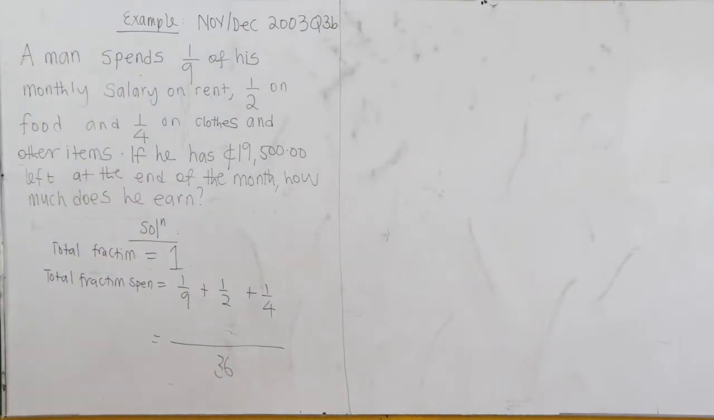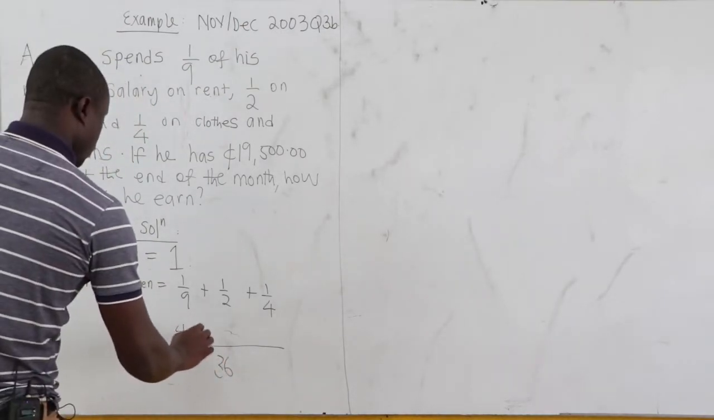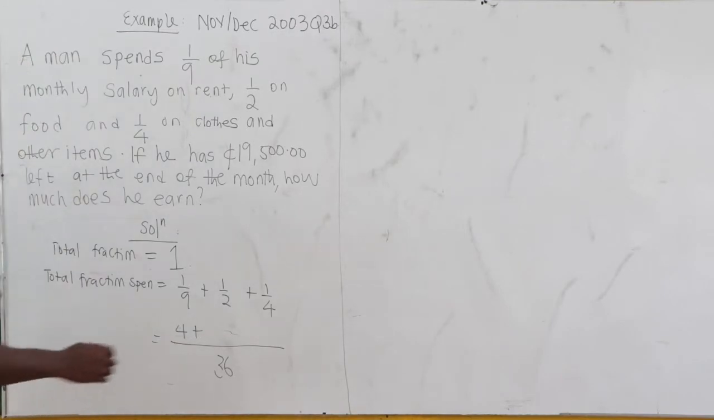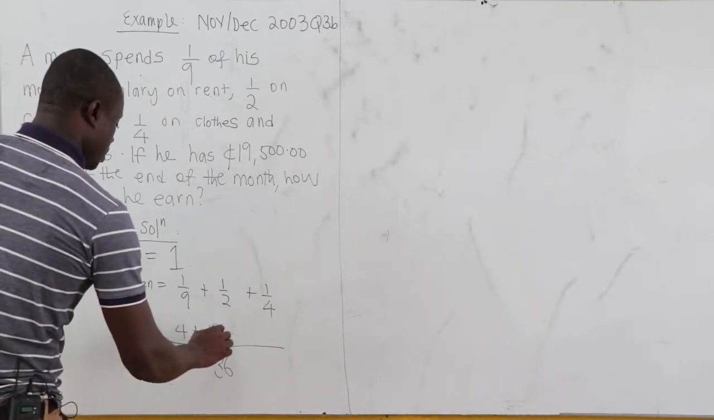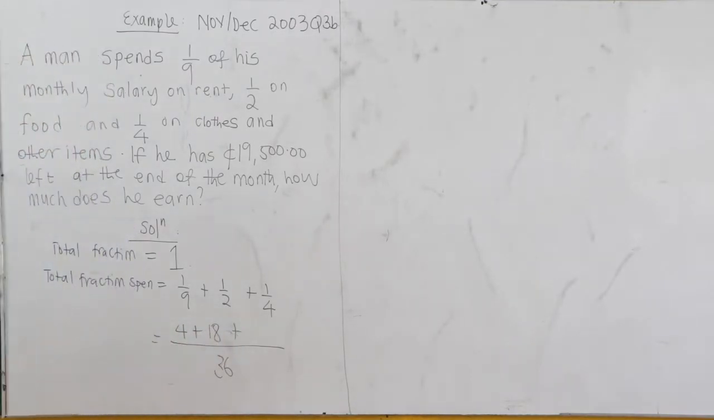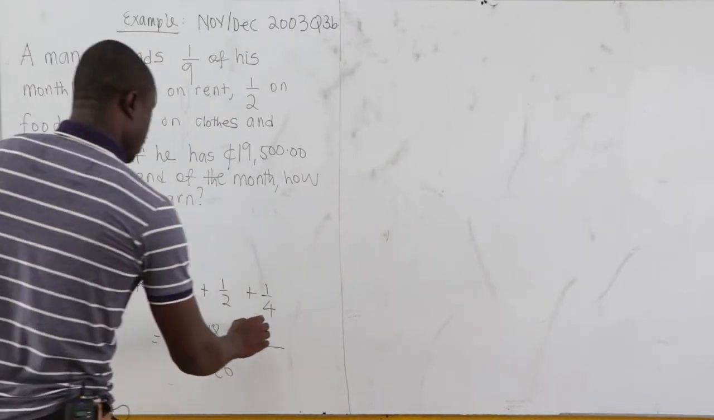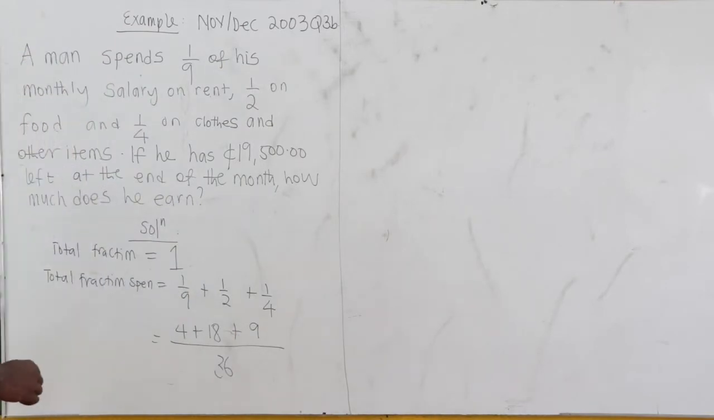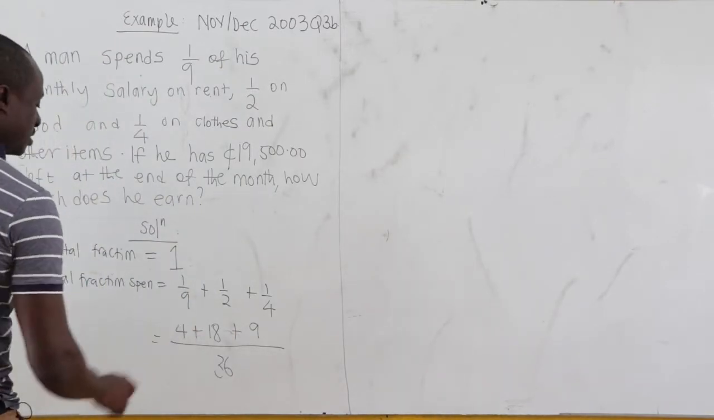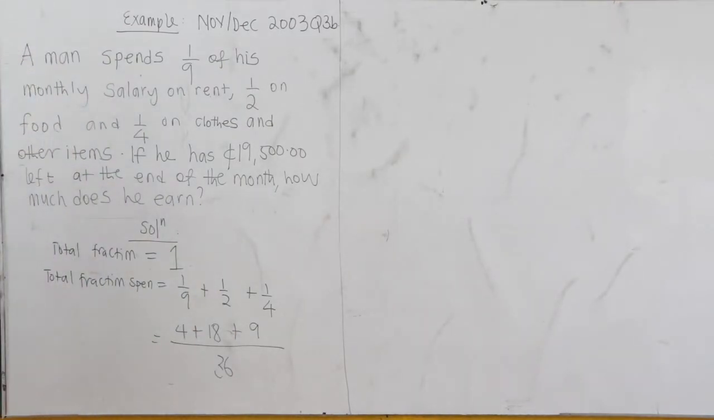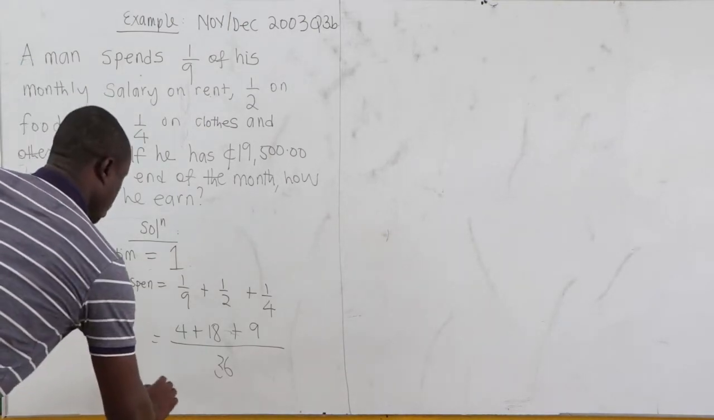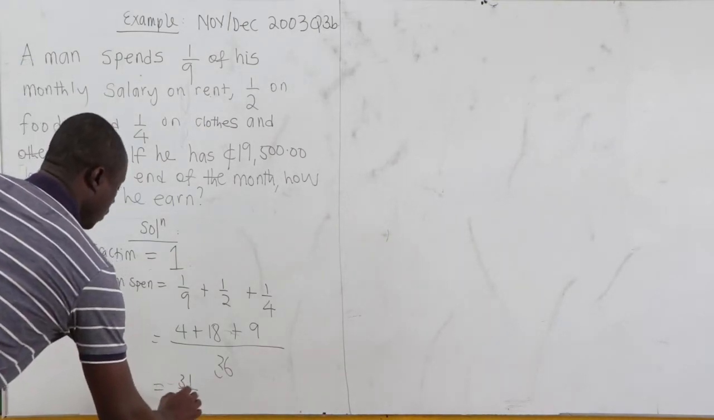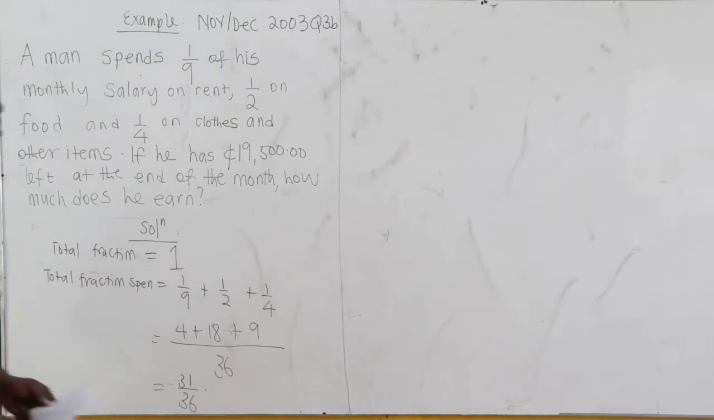Now we're going to 36. 4 times 4 times 1, so 4. 2 going into 36, that is 18, 18 times 1, so that's 18. And then 4 will go into 36 nine times, 9 times 1, so we have 9. Now this will give us 22. 22 plus 9, that's 31. So that is 31 all over 36.